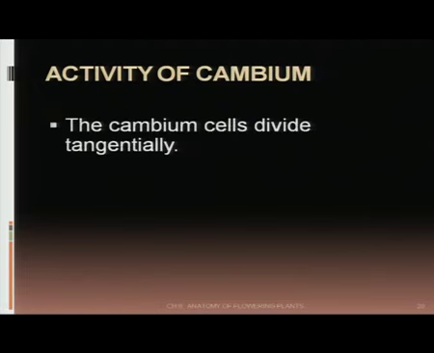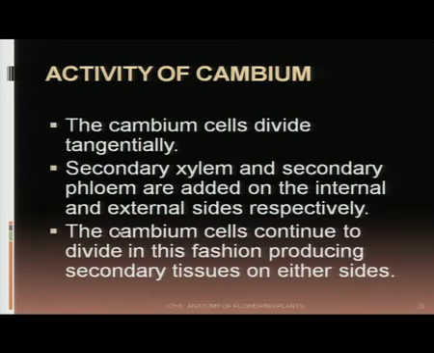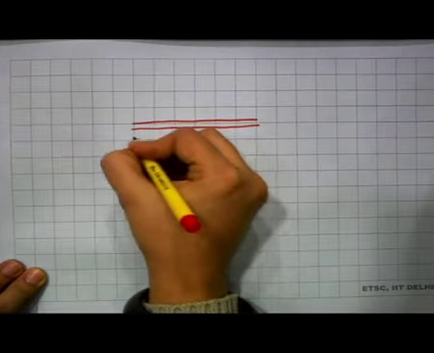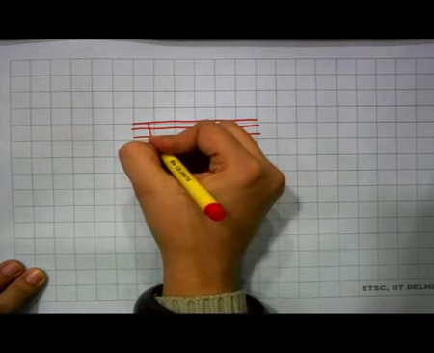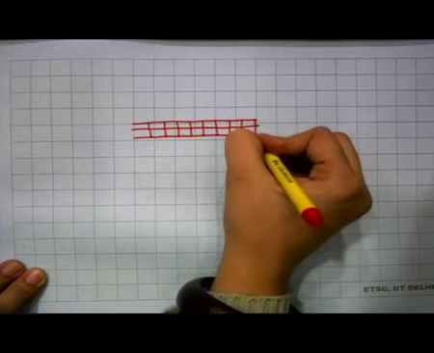Now, the cambial cells divide tangentially and secondary xylem and secondary phloem are added on the internal and external sides respectively. The cambial cells continue to divide in this fashion, producing secondary tissues on either side. Now, what is happening here? Let us first learn to draw the cambium. Whenever we want to draw the cambium, we should draw rectangular, radially flattened cells. This is how we draw cambium.